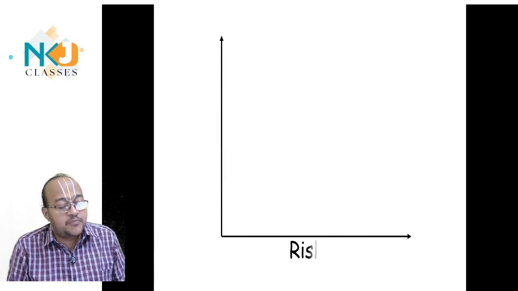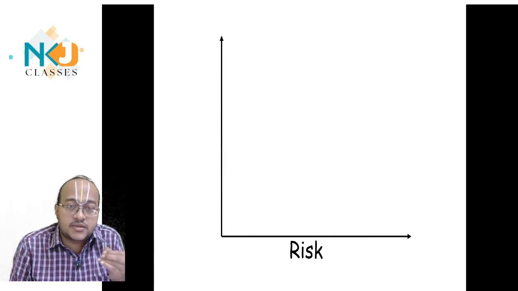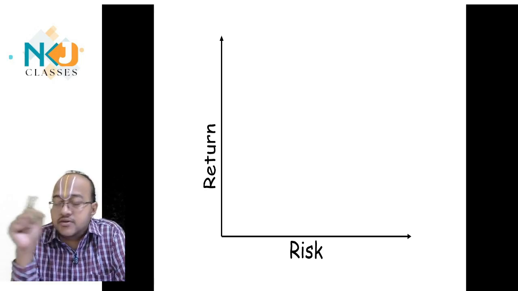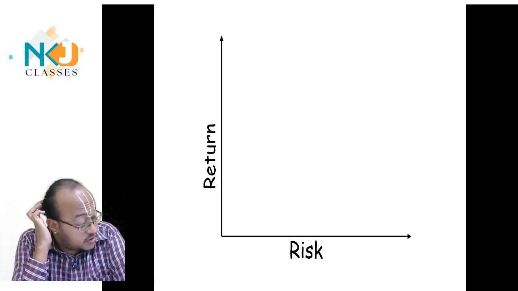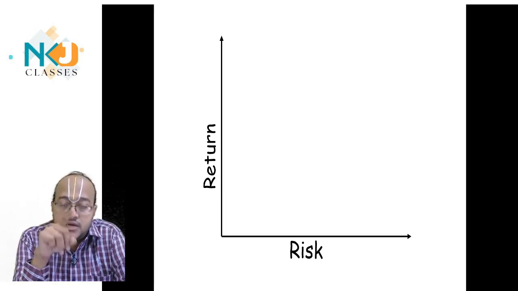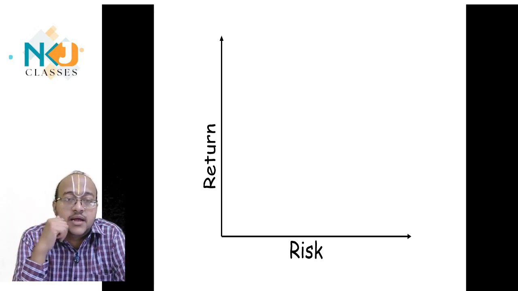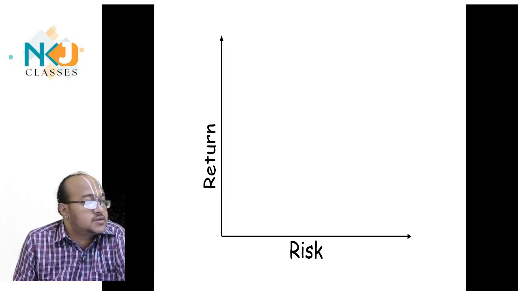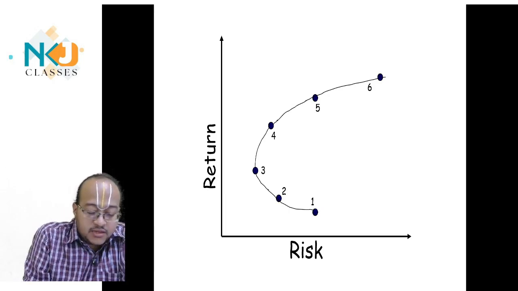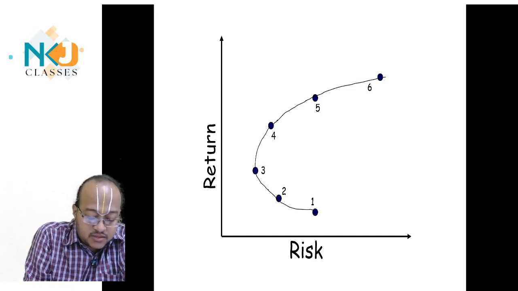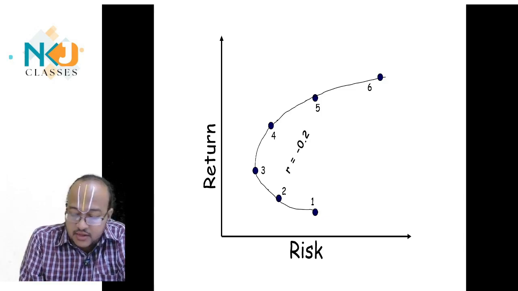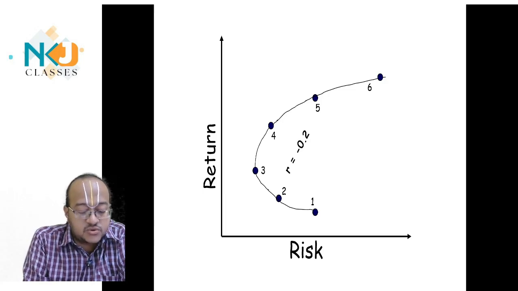See here, when I plot the data of these risk and return, on the x-axis I have risk, understood? On the y-axis I have return. Which means first we had a portfolio which has 100% of security A and 0% of security B. In that case, what was our return and risk? Assume the risk is 20% and the return is 12%. Are you understanding? Like this you should understand.